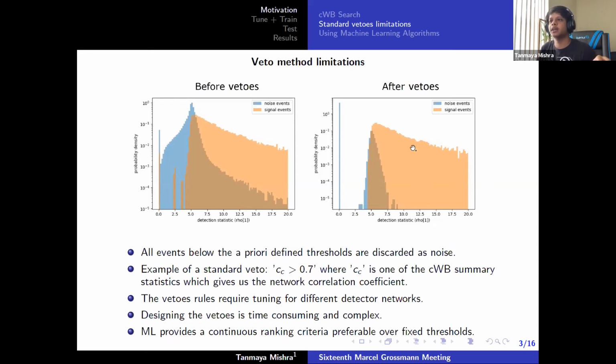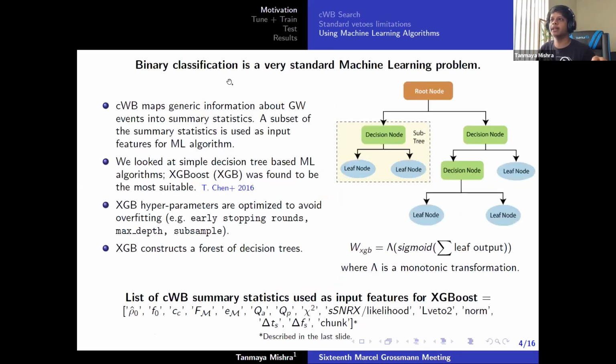These can be treated as real events. Moreover, designing these vetoes is a time-consuming and complex process. Using machine learning, we can get a continuous ranking criterion for each of these events, and we can automate this standard veto method procedure. So what we're looking at is a problem of binary classification, which is widely known in the machine learning community. In order to use machine learning, we carefully select a subset of summary statistics that CWB estimates, and we use that as the list of input features for the machine learning algorithm.